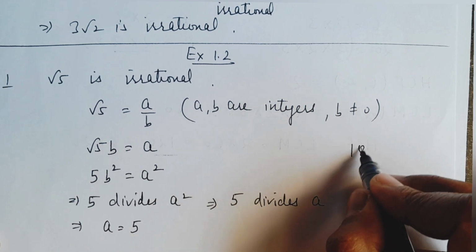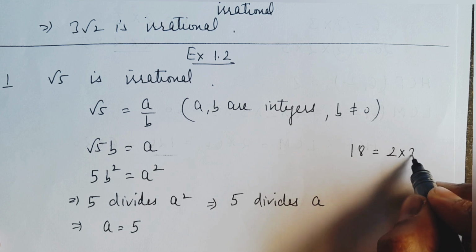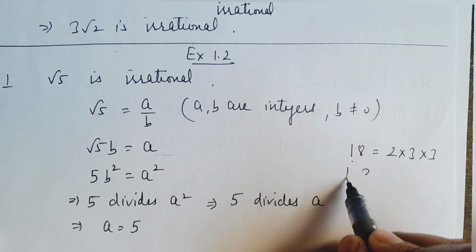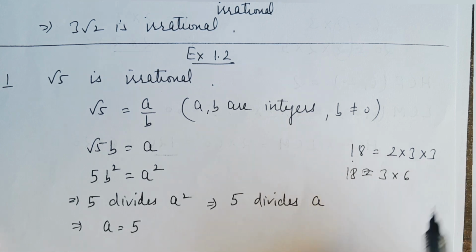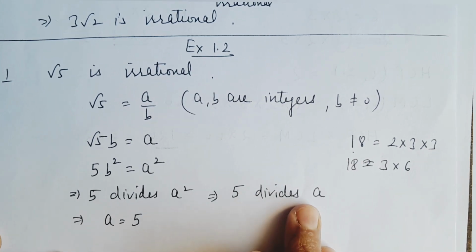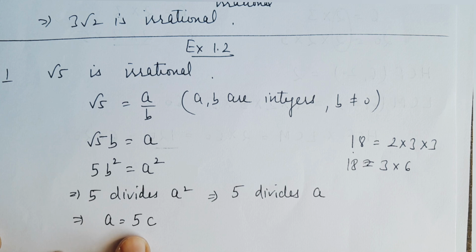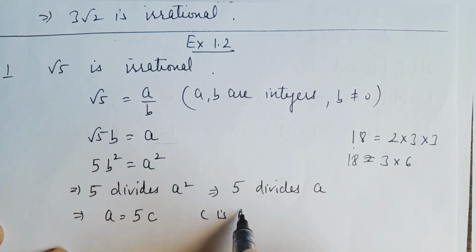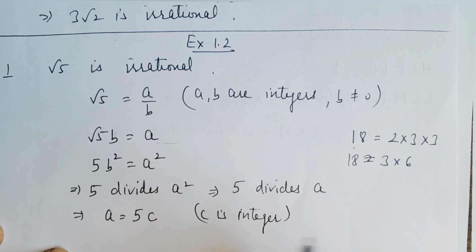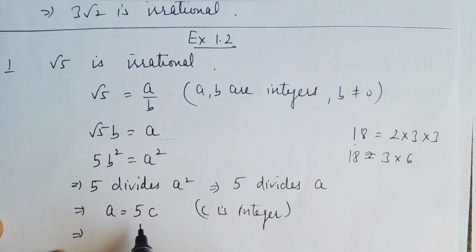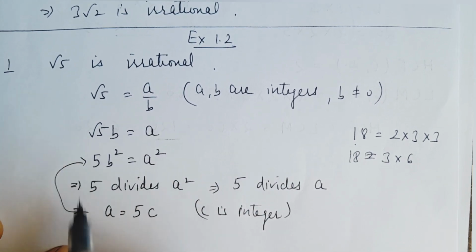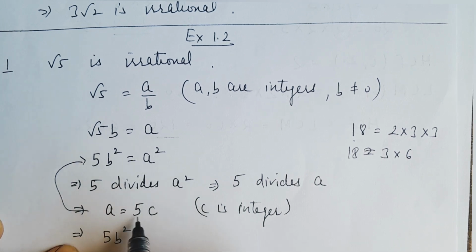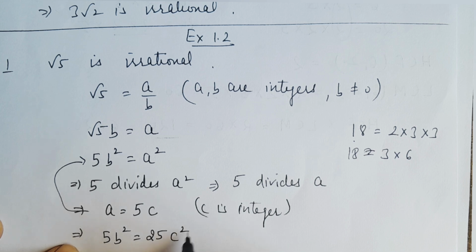Suppose, as I gave the example of 18, factors of 18 are these. So, if 3 divides 18, we can write 18 as a multiple of 3. Similarly, here a can be written as a multiple of 5. Suppose that multiplication number is c, another integer here, any integer. Now, we will do this: a is equal to 5c. We will put this value here. So, we will get 5b square is equal to a square, and a square means square of this, 25c square.